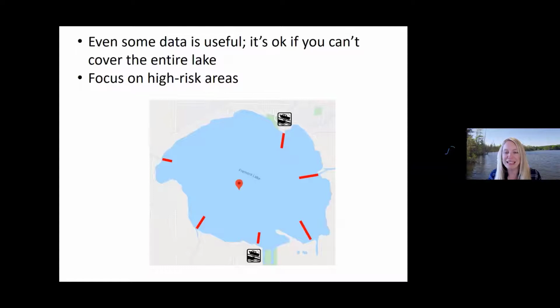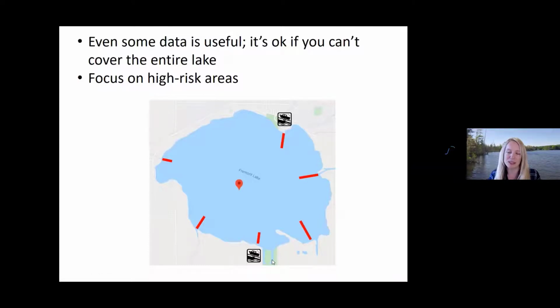Here's my point again. Even some data are useful, and it's okay if you don't manage to cover the entire lake. Again, look at this example on Fremont Lake. We have transects at the boat launches. We surveyed that high risk area. We surveyed here at this inlet stream. We've got some outlet streams, and all along there we got our high risk areas surveyed at least, and that's what's most important.